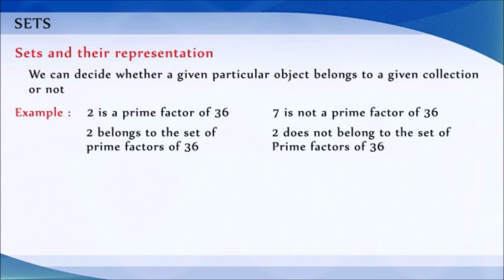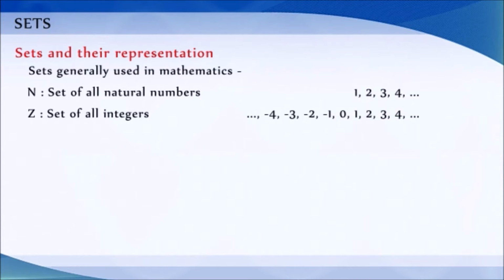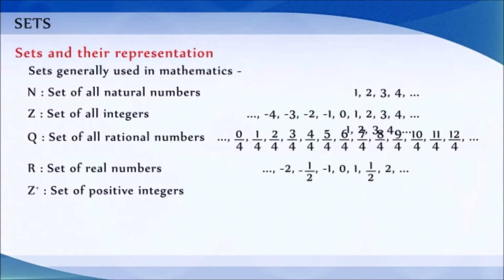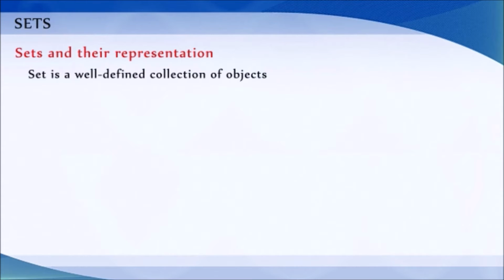Now, the sets generally used in mathematics are N, the set of all natural numbers; Z, the set of all integers; Q, the set of all rational numbers; R, the set of all real numbers; Z plus, the set of positive integers; Q plus, the set of positive rational numbers; and R plus, the set of positive real numbers. Therefore, a set is a well-defined collection of objects.